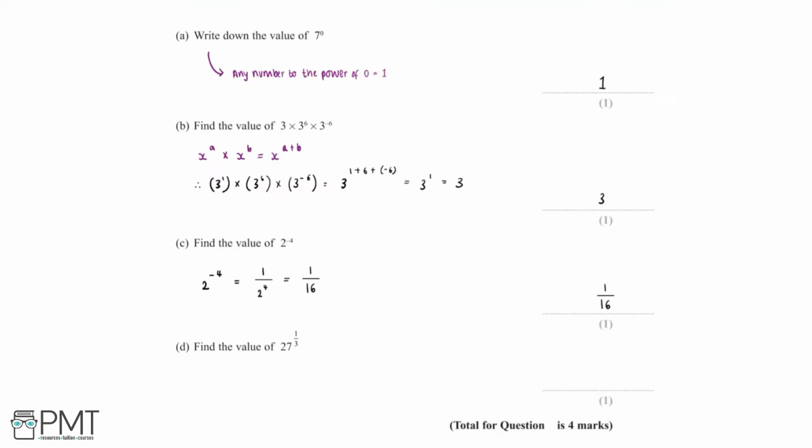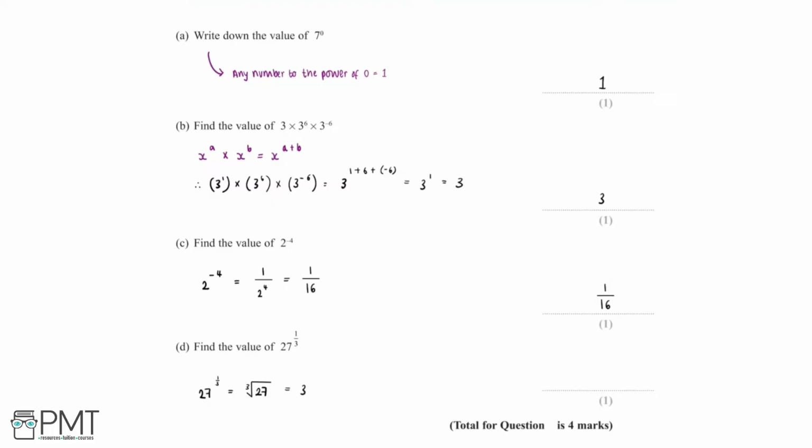And finally, in part D, we need to find the value of 27 to the power of 1/3. Now 27 to the power of 1/3 is equivalent to the cube root of 27. The cube root of 27 is equal to 3. And we can check this by finding the value of 3 cubed.